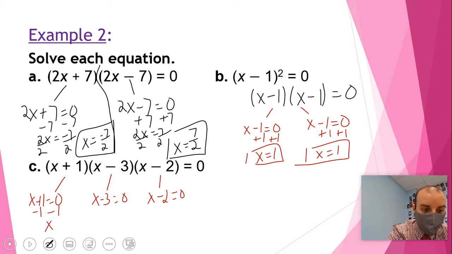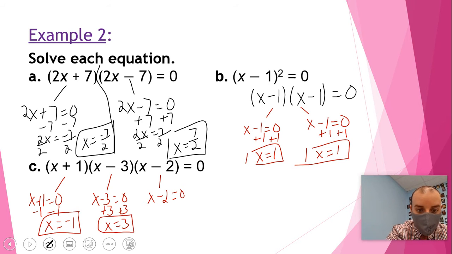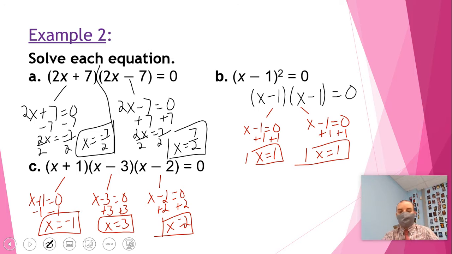Subtract 1, we'll get x equal to negative 1. That's one solution. Add 3. x is equal to positive 3. That's your second solution. Add 2. And x is equal to positive 2. And that's your third solution.